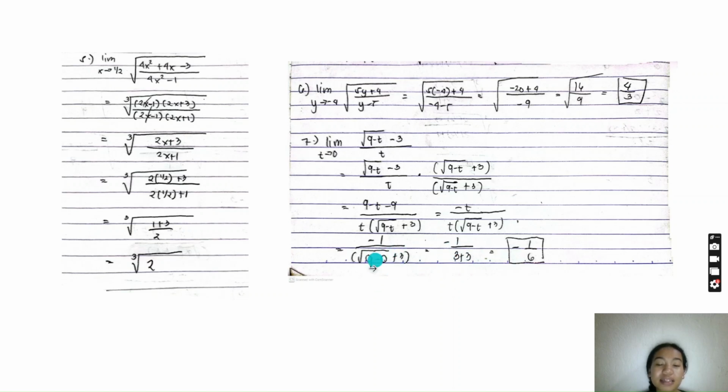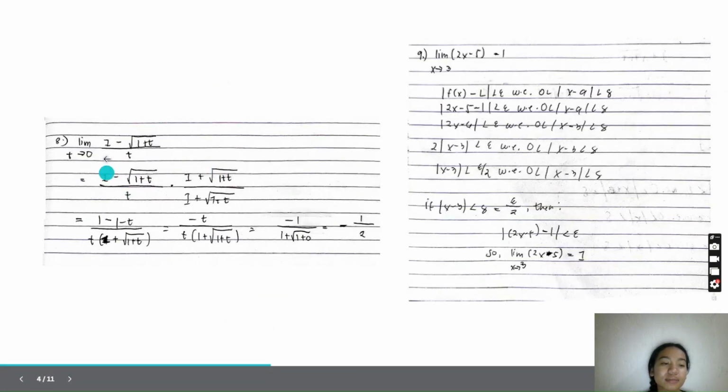3 plus 3. Since 9 minus 0 is still 9, the square root of 9 is 3. And then adding 3, it gives us 6. So therefore, the limit of the square root of 9 minus t minus 3 all over t as t approaches 0 is negative 1 over 6. Meaning to say, as t approaches 0, the values are getting closer to negative 1 over 6.